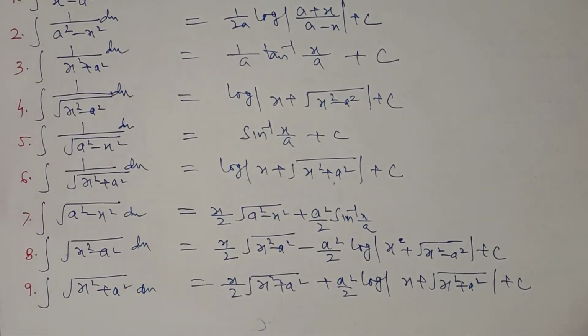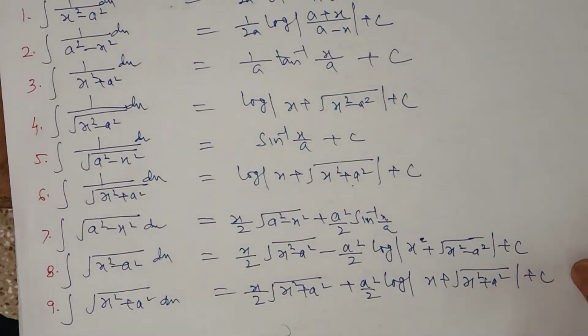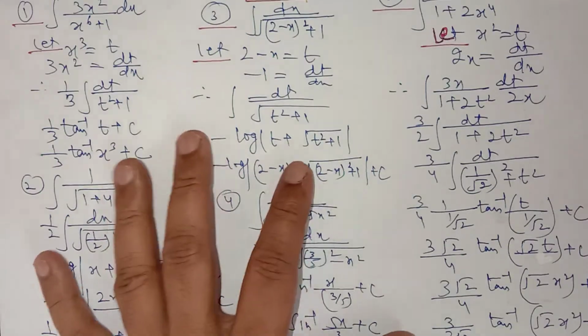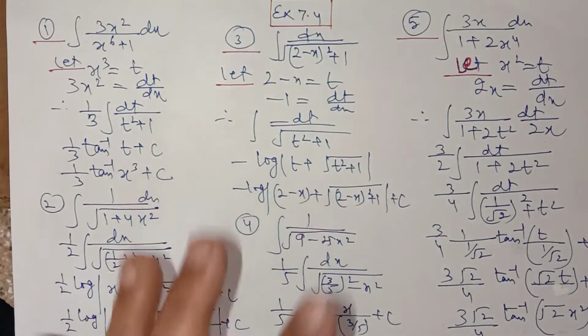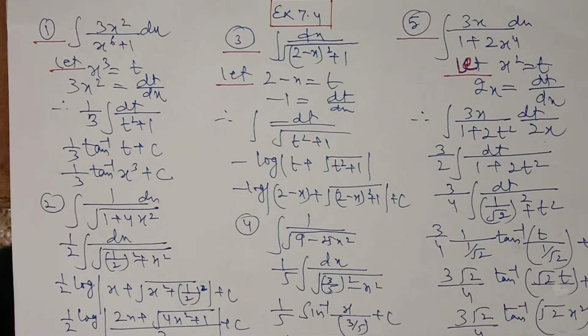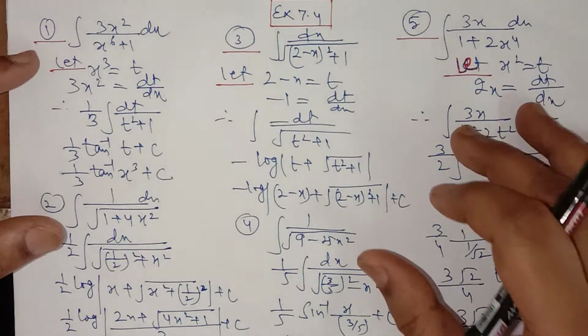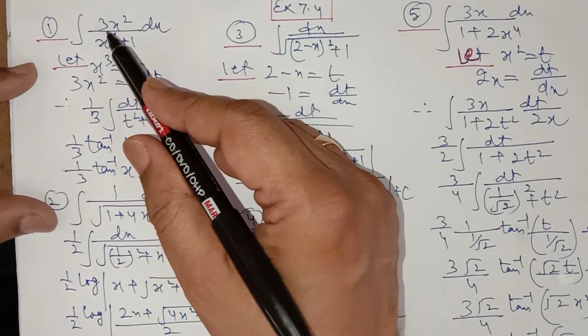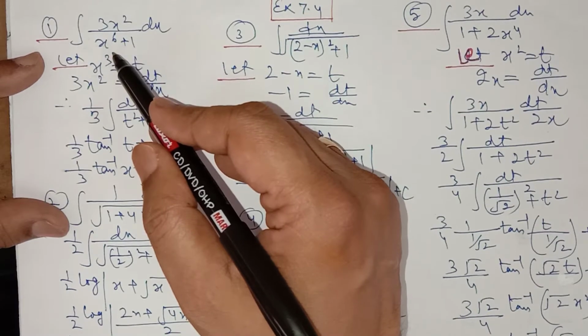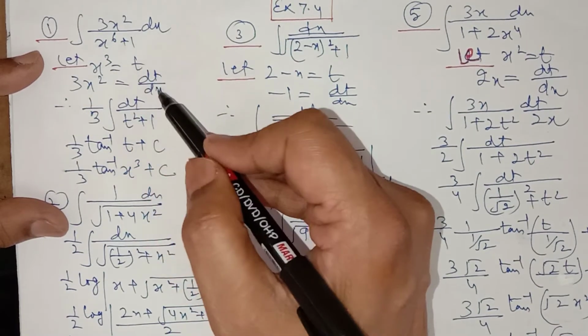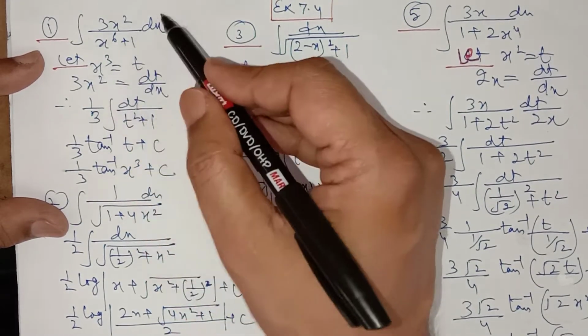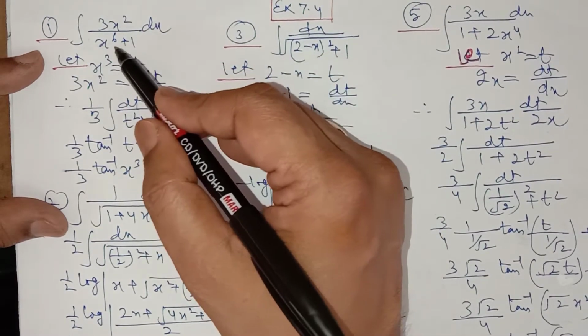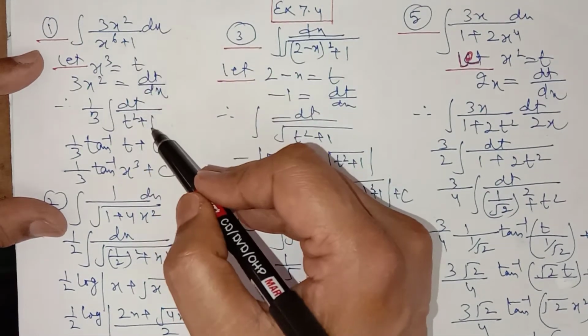So these are 9 special integrals, and the exercise based on this, exercise 7.4, is based on the first 6 special integrals. Now in question number 1, you do not have a direct special integral. It will come after substituting. You see in the numerator we have 3x square, so you can let x cube equal to t. So dt upon dx will be equal to 3x square.